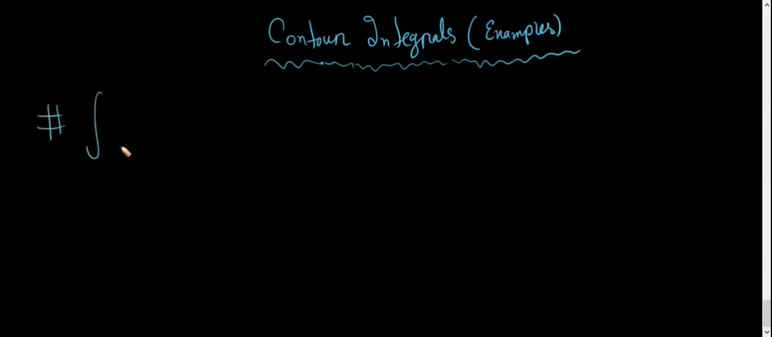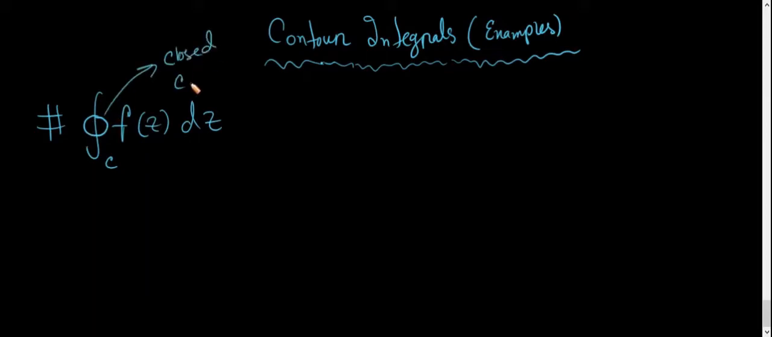Again, we are going to use some function f of z, and we want to integrate this thing over some contour. But today we are going to give another sign in this integral, that is a circle, like this. So whenever you see this circle inside of an integral, this means closed contour. That means a contour that closes on itself. That means the starting point and the ending point are the same. So it's like a loop.